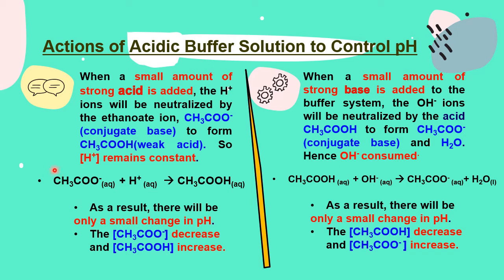At the same time, the concentration of the ethanoate ion decreases and forms more ethanoic acid. So the concentration of ethanoic acid increases.